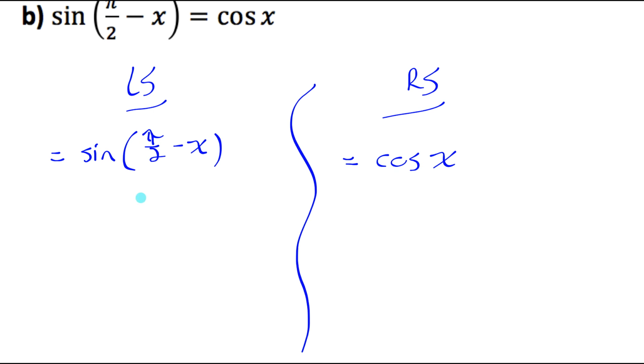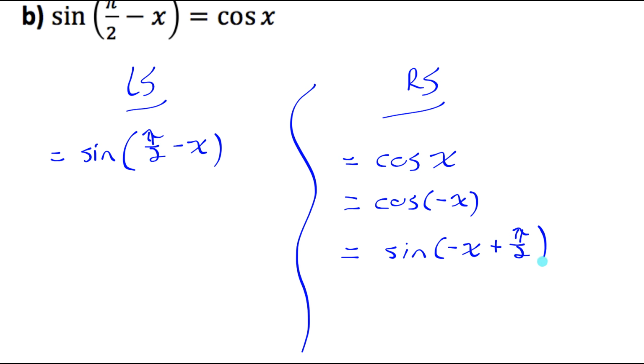How I'm going to do this one may seem a little counterintuitive at first, but I'm actually going to make the right side look like the left side. And how am I going to do that? Well, I know cosine is even, so I could say cos x is equal to cos of negative x. And I can rewrite any cosine function as a sine function as long as I shift it pi over 2 to the left. So I could rewrite this cos of negative x as a sine of negative x as long as I shift that pi over 2 to the left.